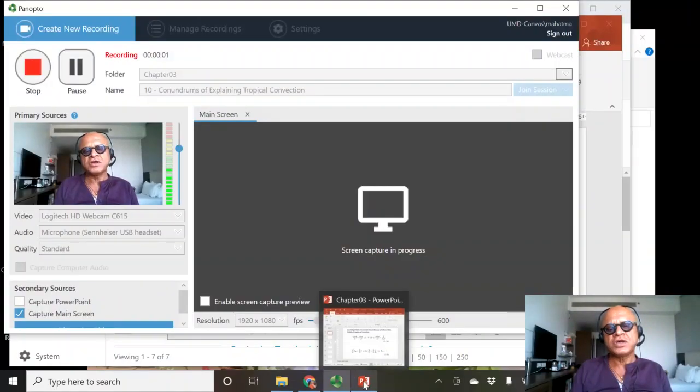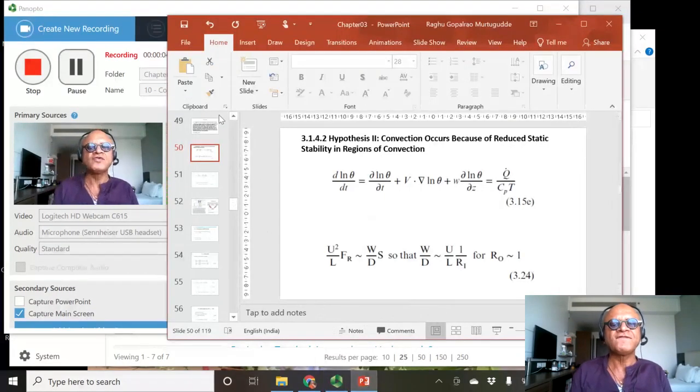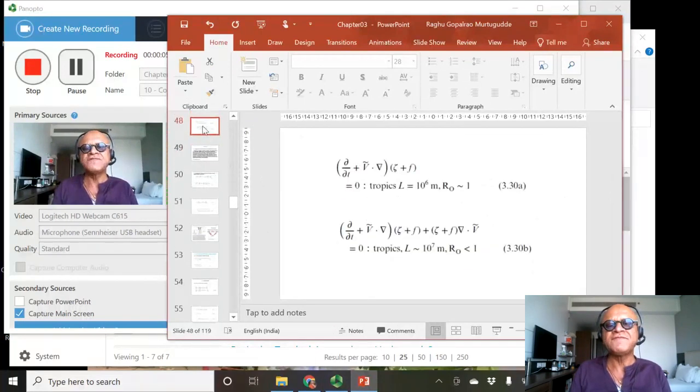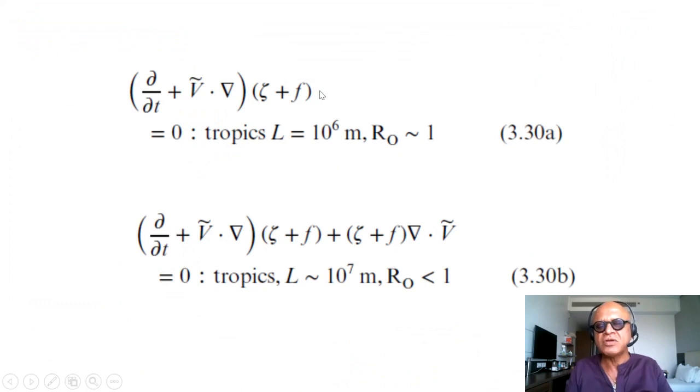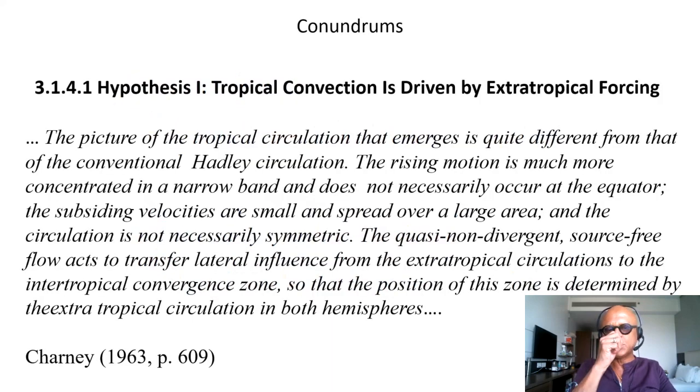So here we are with the conundrums we have to explain. Essentially, if you assume tropical motions are of the order of 10 to the 6 meters, then you get the strong barotropic structure, and then it's a problem to explain how convection could be driven. And Charney put this in terms of tropical convection being driven by extratropical forcing.